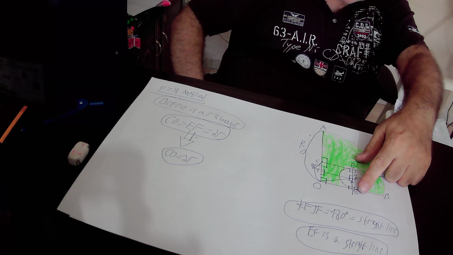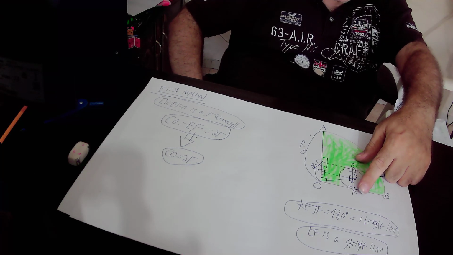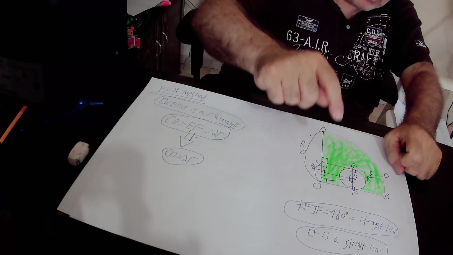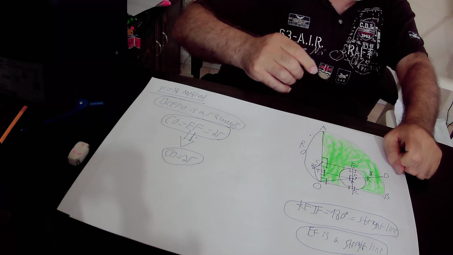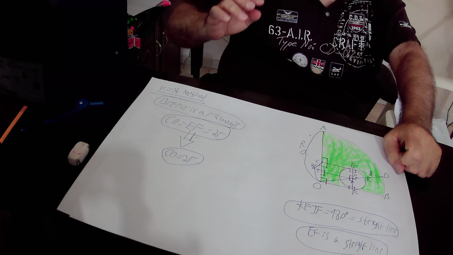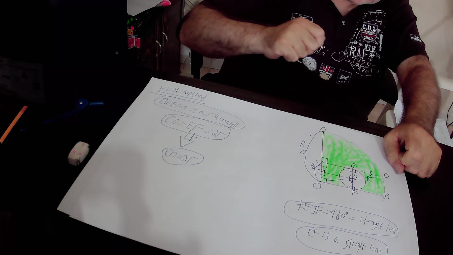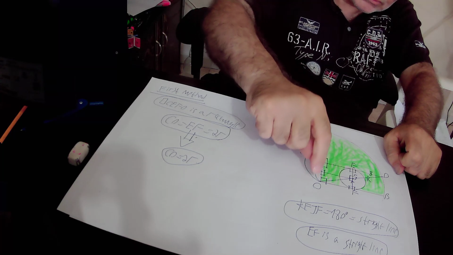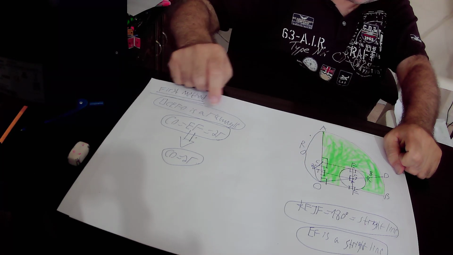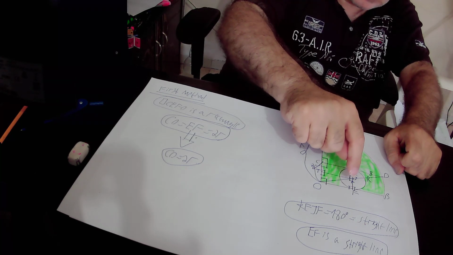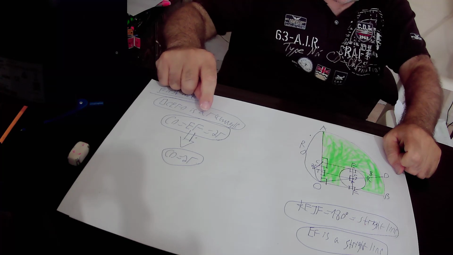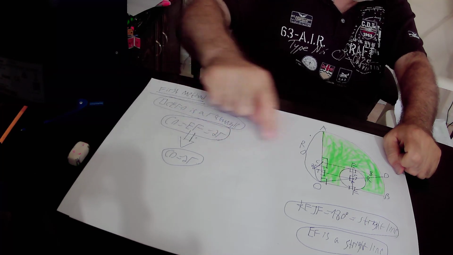And if line segment EF is a straight line, it means that quadrilateral CEFO is a rectangle. Why? Because quadrilateral CEFO has 4 right angles. And you know that the opposite sides of a rectangle are equal to each other. That is to say CO equals EF. But we have already found out that EF equals R plus R, that is 2R. So from this equation CO equals EF equals 2R, we derive that CO is also equal to 2R.